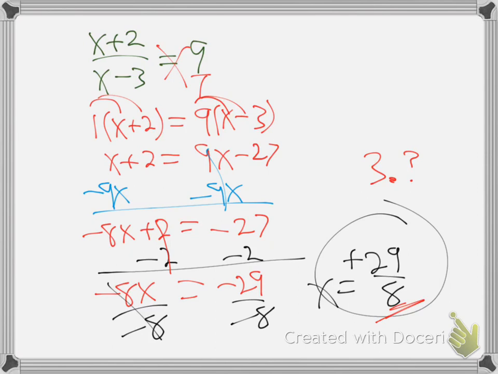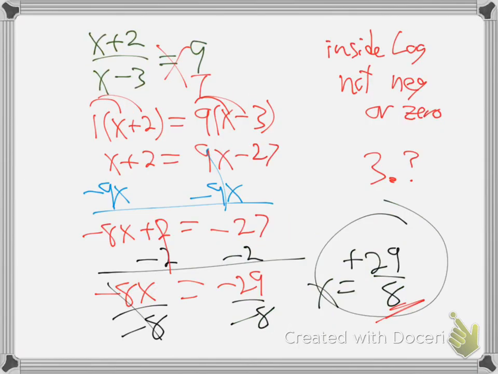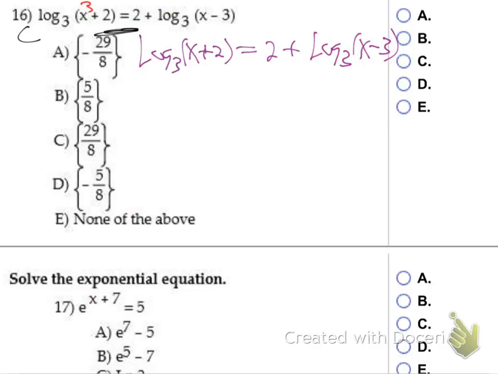Remember, all we're checking is that the inside of a log is not negative or 0. We don't have to work the whole thing out. Just the inside's not 0 or negative. So if you put in a number that's over 3, more than 3, 3 plus 2, that's fine. More than 3, 3 point whatever, minus 3, that's not going to be negative or 0. So that's a good answer. It's acceptable. 29/8. There it is.